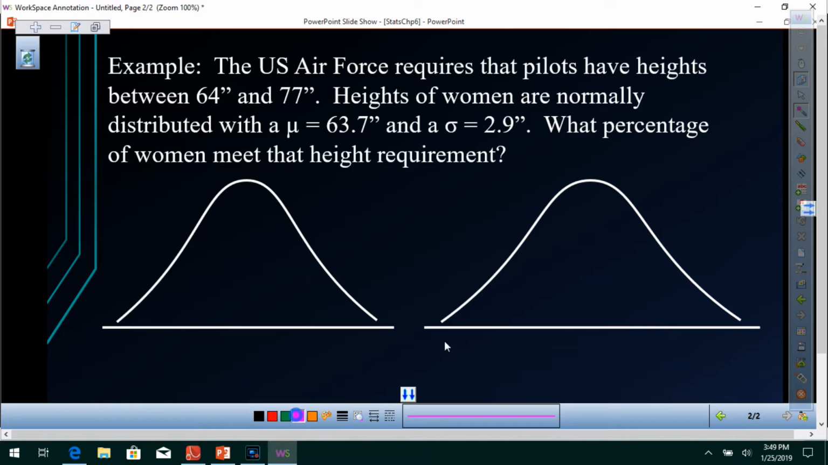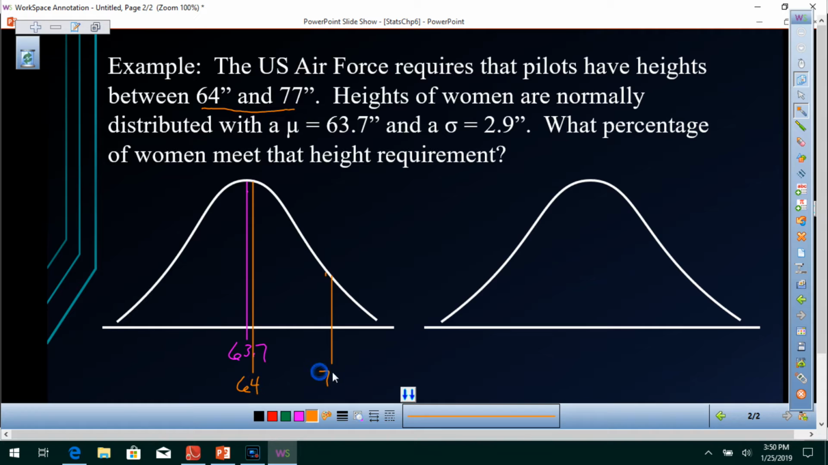All right. Let's see here. The women's mean height is 63.7. The Air Force requires pilots have heights between 64 and 77. So we need to find this area from 64, which is probably going to be real close to the mean, to 77, which is going to be maybe over here somewhere.